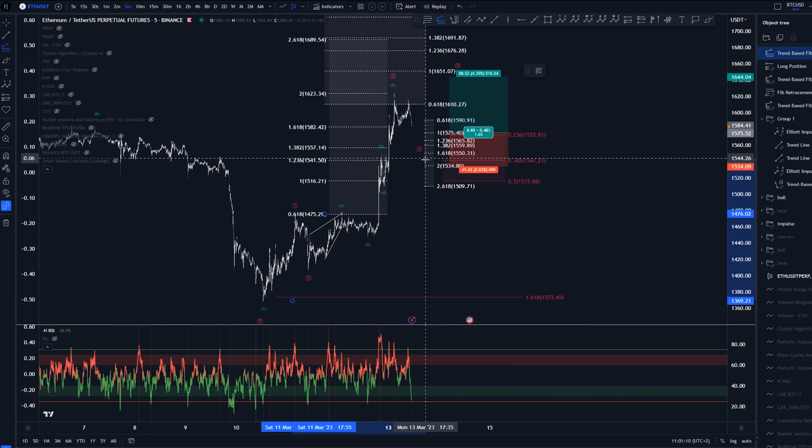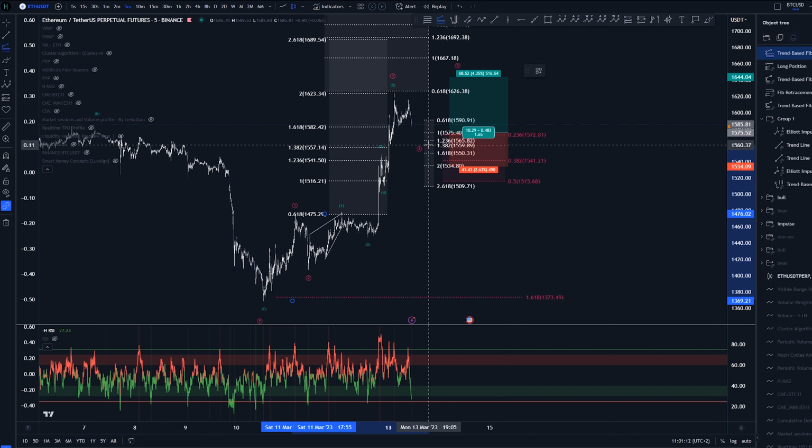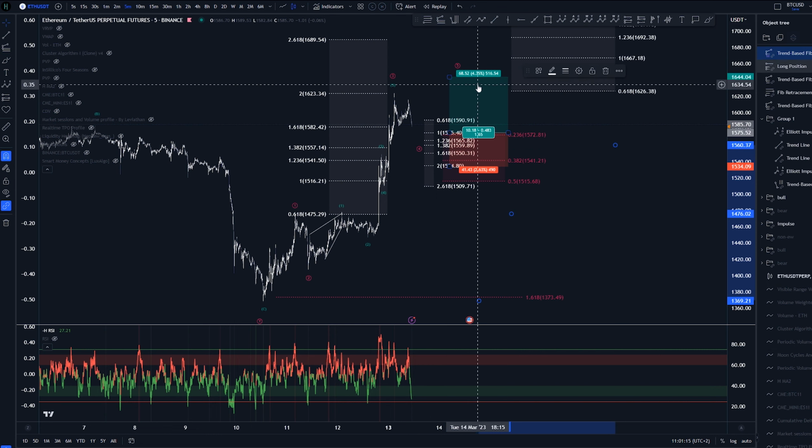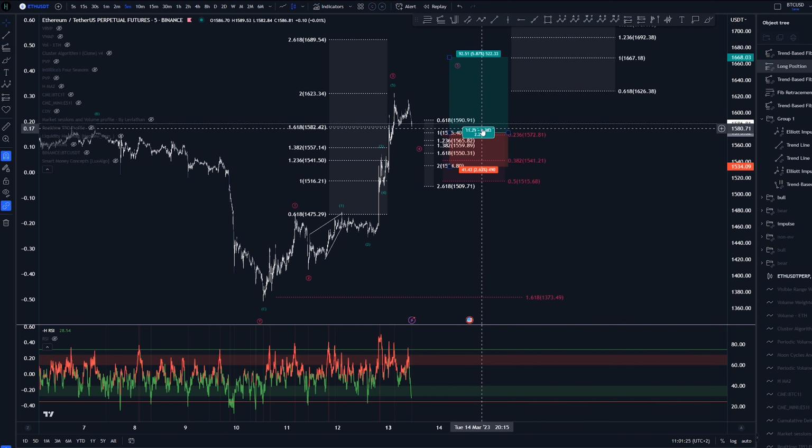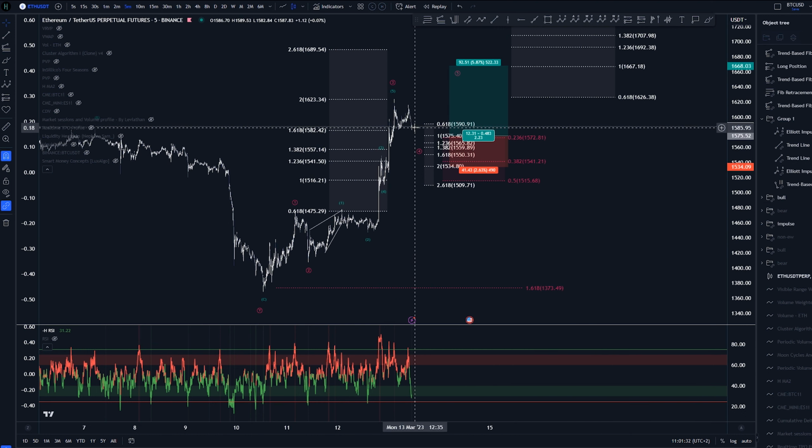Let's see, where do we have it? If we come back all the way down here, 1-to-1 would be all the way up in here, so something like this. Yeah, depending on risk management too, anything beyond 2-to-1 risk to reward ratio is fine for me. So I would definitely be interested in taking a long setup here.